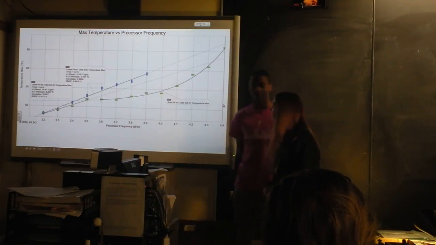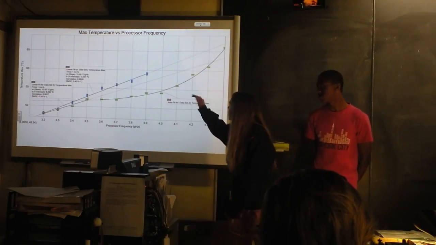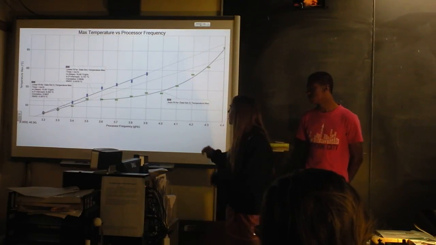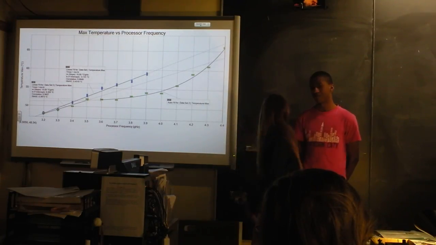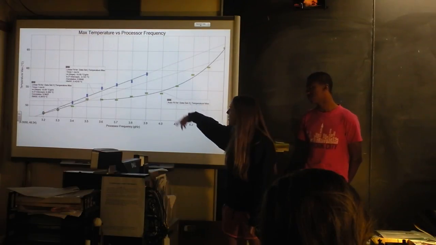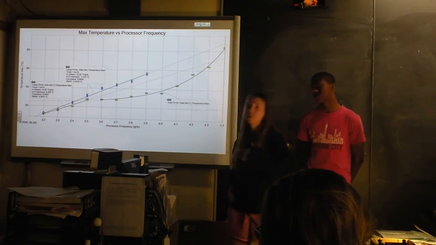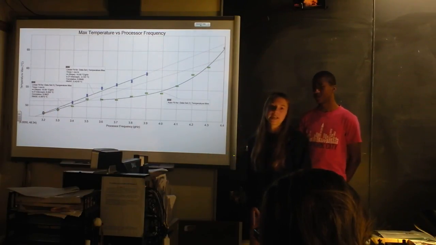And so this is a graph of temperature versus processor frequency. For the turbo boost method, it's a linear relationship. For the manual overclock, it starts linear and then it just goes up exponentially. But for the linear parts, the turbo boost method has a steeper slope, so the temperature has to increase more per increase of processor frequency.